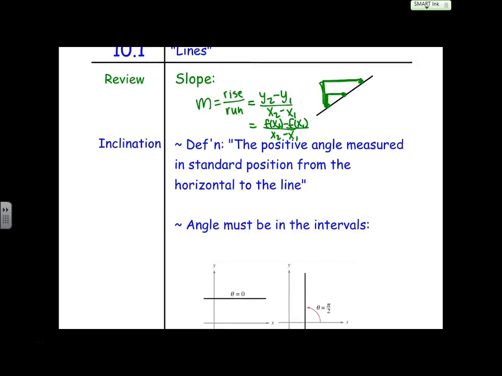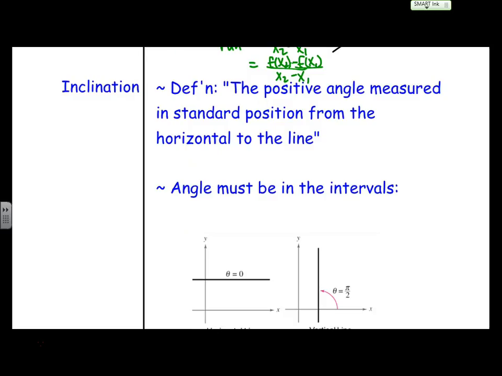So what do the notes say? The positive angle measured in standard position from the horizontal to the line. Incline. Inclination. It's the angle describing the incline, describing how steep the incline is. And the reason I said no to exponential growth is, what's the only type of graph that's going to have a specific incline? Linear. Yeah, just a line.